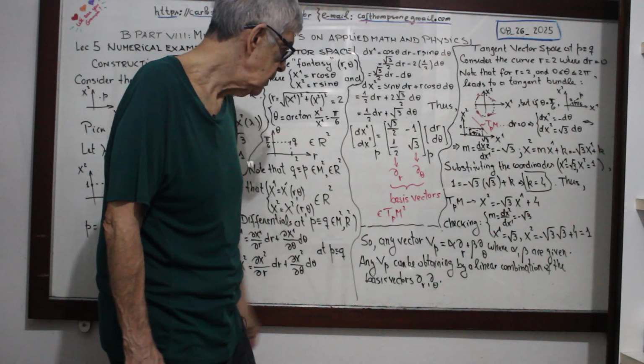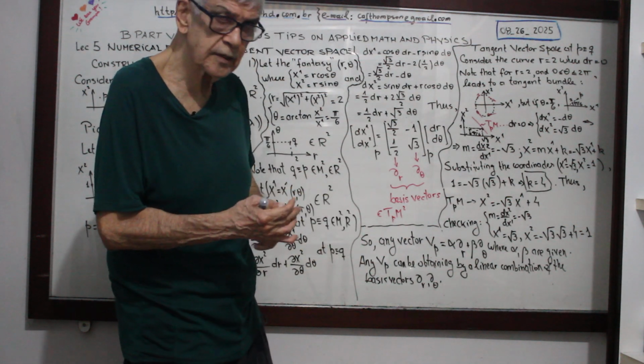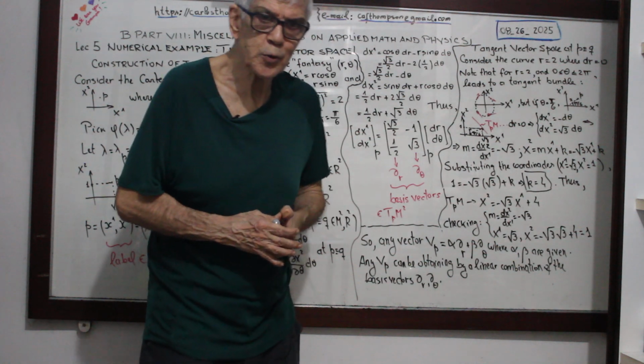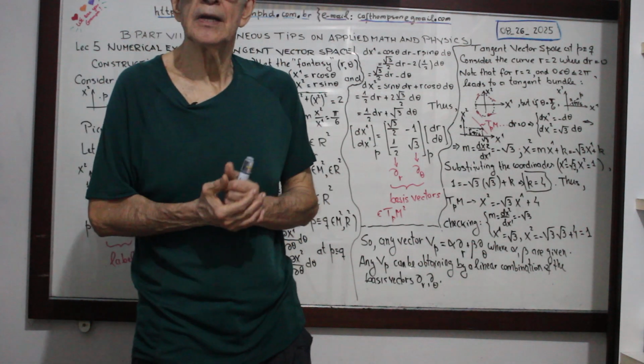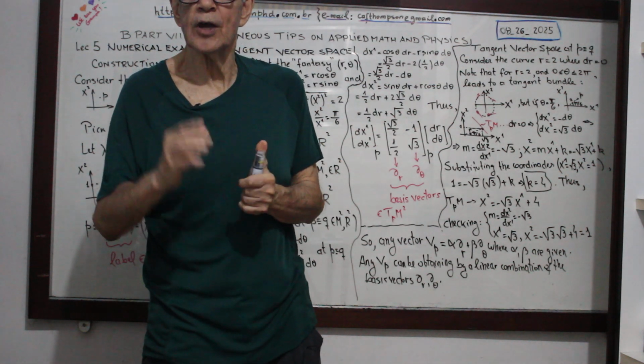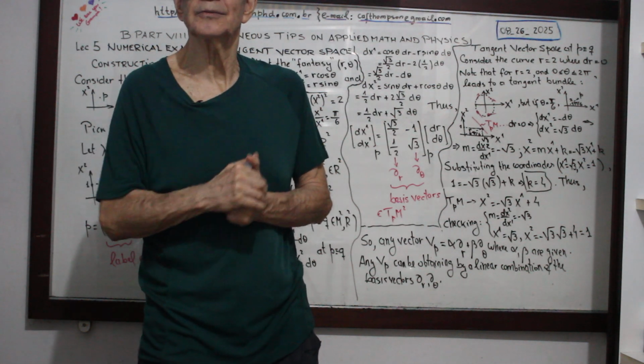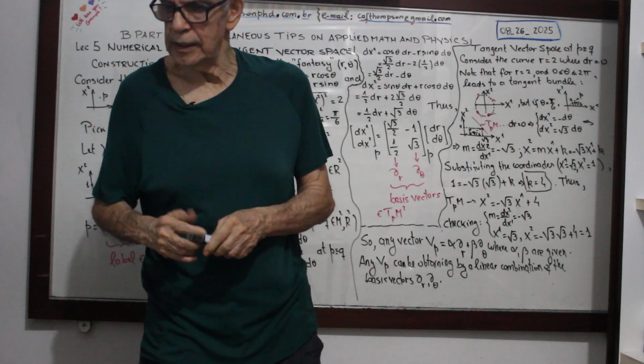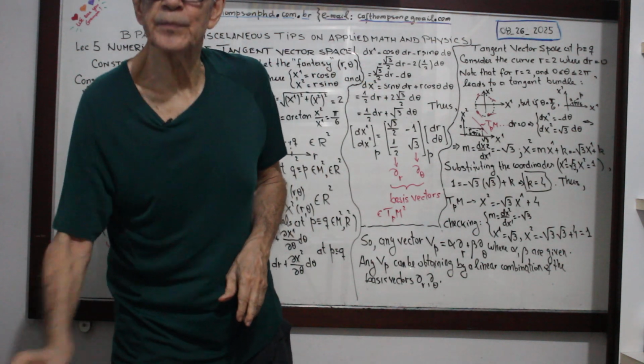That's it. That's a very interesting example just for you to understand that tangent vector space is not necessarily a plane. Okay? This is one example, just to clarify. That's it.